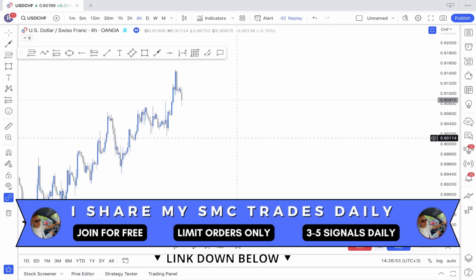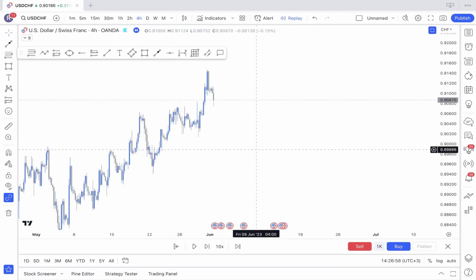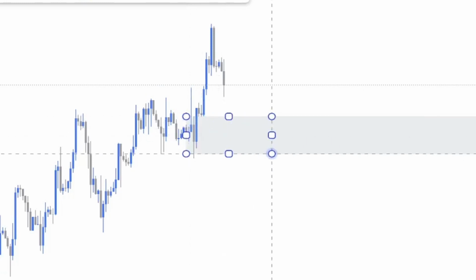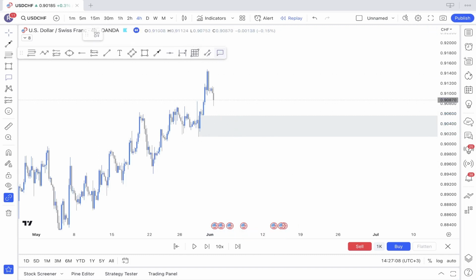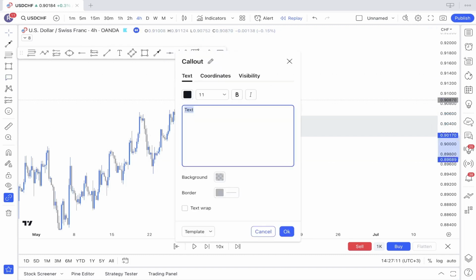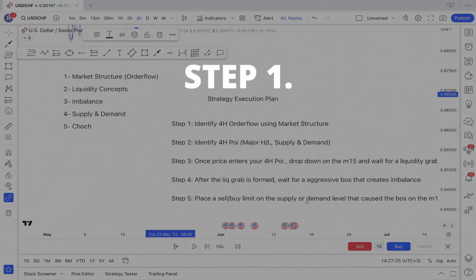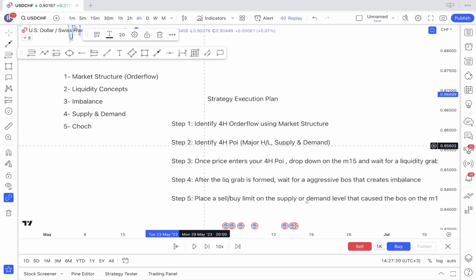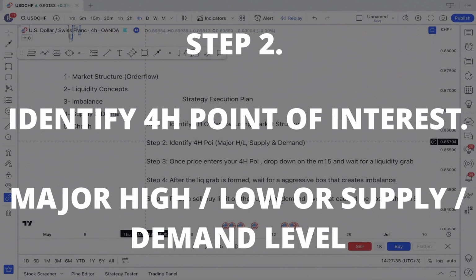And after that, I was looking for a 4-hour point of interest. And we can see right here that we have a 4-hour demand level on this candle right there. Okay, this is my 4-hour point of interest. We can also mark it like this for us to have it very, very clear. This is my 4-hour point of interest. Step number one was to identify 4-hour order flow using market structure. Boom, we did that. Okay, step number two was to identify a 4-hour point of interest. We did that as well.